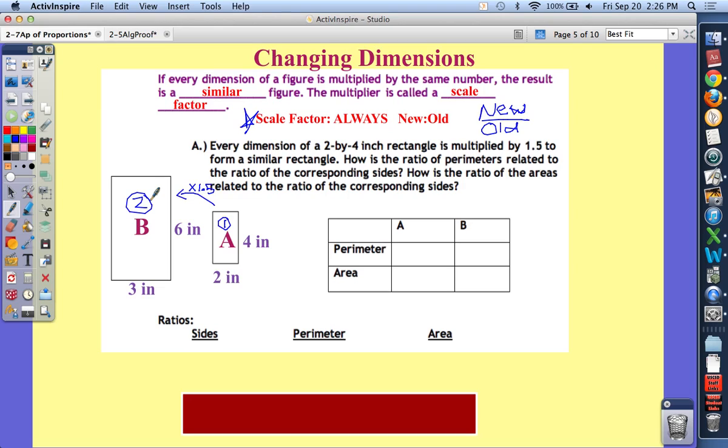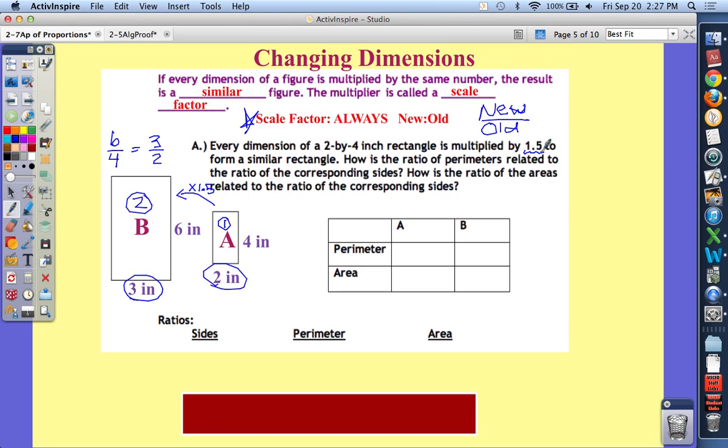So here's what I want you to look at. If I asked you what the scale factor was from A to B, you always have to do new over old. My new is 6, my old is 4. 6 over 4 would be your scale factor, but you can reduce that. So your scale factor is 3/2. You can do it with the other sides too. New over old is 3 over 2. So your scale factor is 3 over 2. Isn't that what this is right here? 1.5? Yeah.